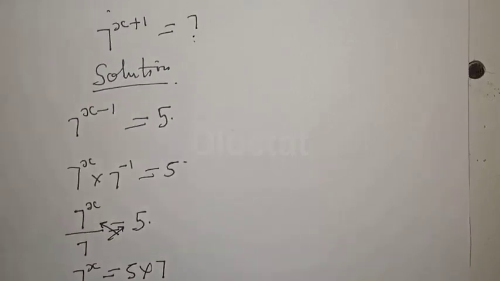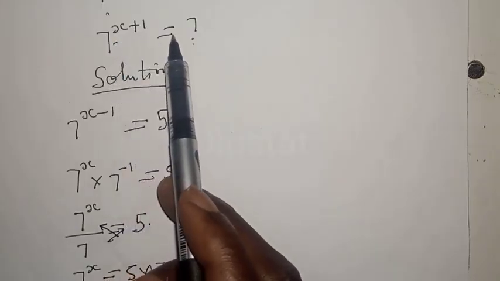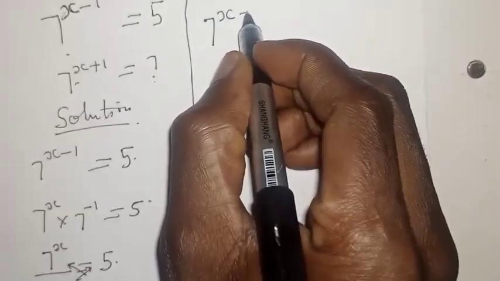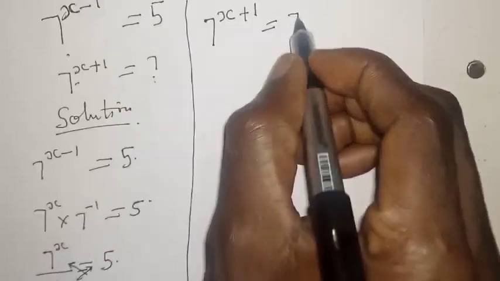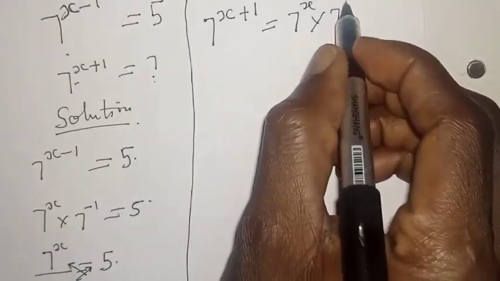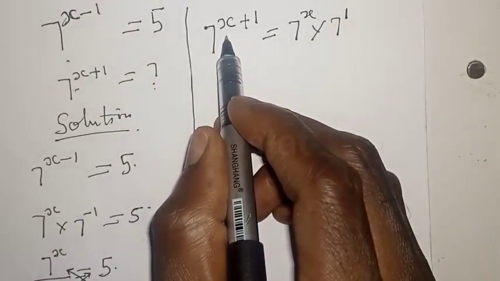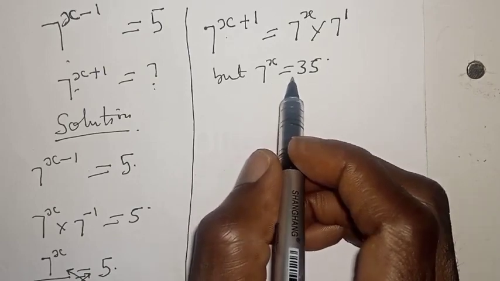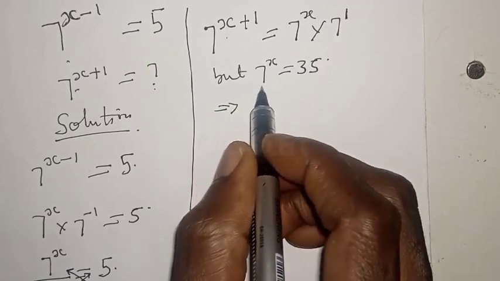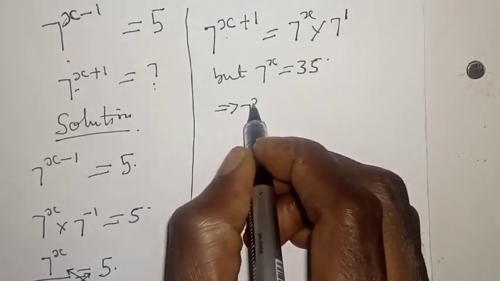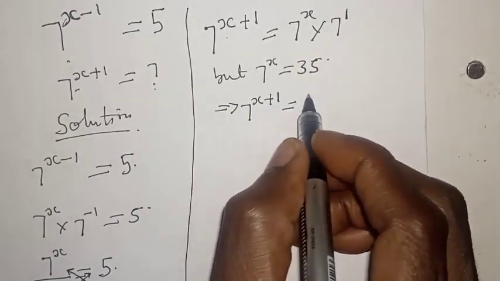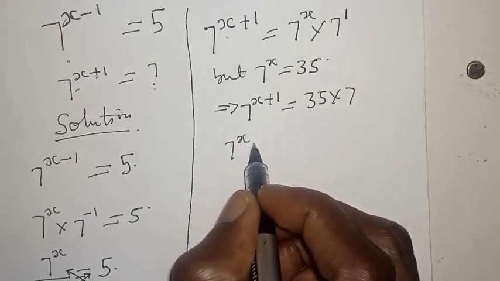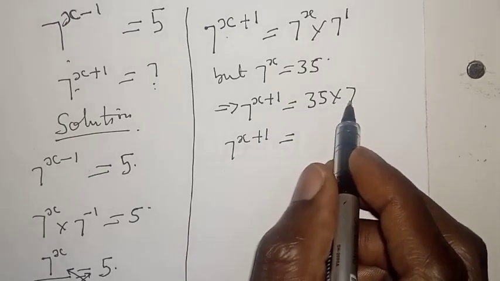But from the question, we have 7 raised to power x plus 1 is unknown. Then this can be expressed as 7 raised to power x plus 1 can be read as 7 raised to power x multiplied by 7 raised to power 1. But 7 raised to power x is equal to 35. Then this implies that anywhere you see 7 raised to power x, you put 35 there. We have 7 raised to power x plus 1 is equal to 35 multiplied by 7.